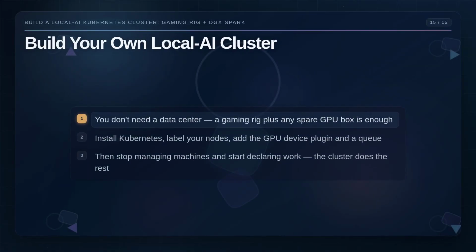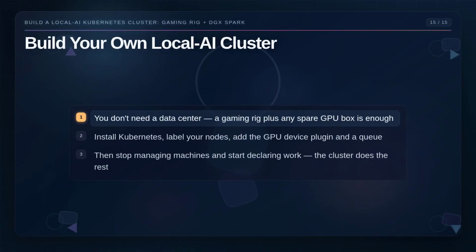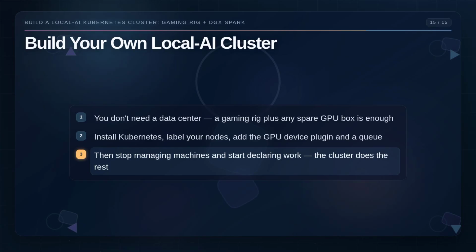Here's the takeaway. You do not need a data center to run serious local AI. A gaming rig and 1 spare GPU box are enough to start. Install Kubernetes, label your nodes, add the NVIDIA device plugin so the cluster sees your cards, and put a queue in front. From that point on, you stop secure shelling into machines and babysitting jobs, and you start simply declaring the work you want done. The cluster schedules it onto the right hardware, queues it when things are busy, and keeps it running as machines come and go. That is Kubernetes, and you just watched a home lab cluster build this.